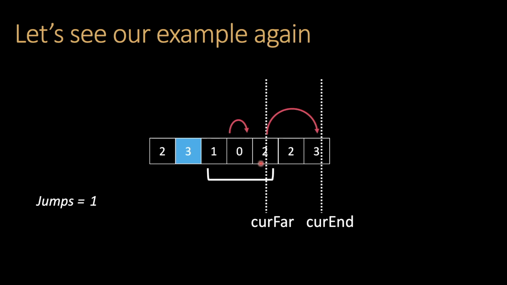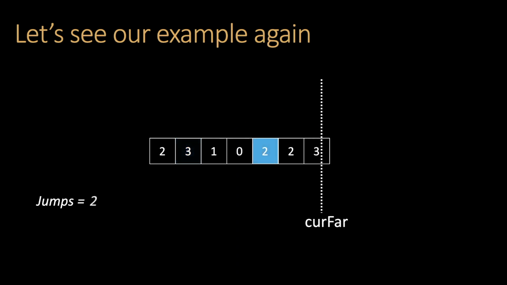So our maximum benefit is when we take 2 as our next jump, and from 2 you can clearly see we can go max till here. So our current end will become current far, which is the maximum position I can go from there. Again I will do the same steps.